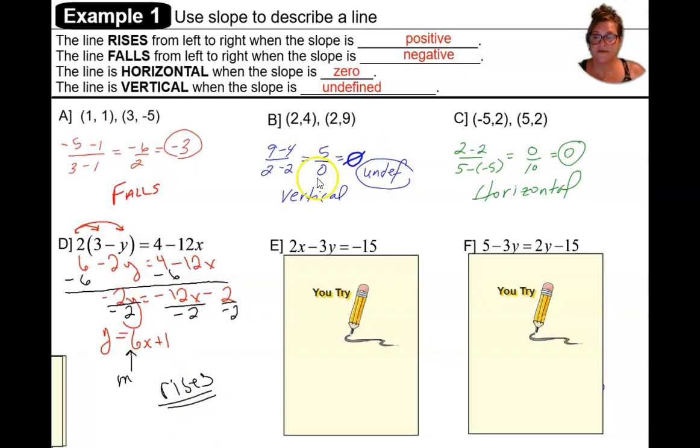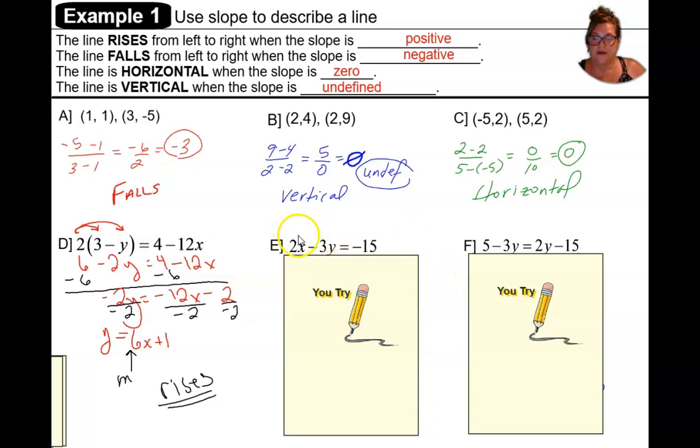Okay, go ahead and pause the video. Try E and F on your own. You want to put those into slope-intercept form, y equals mx plus b, and then identify the slope and determine if the line is rising, falling, horizontal, or vertical. And then you can resume the video when you're ready.